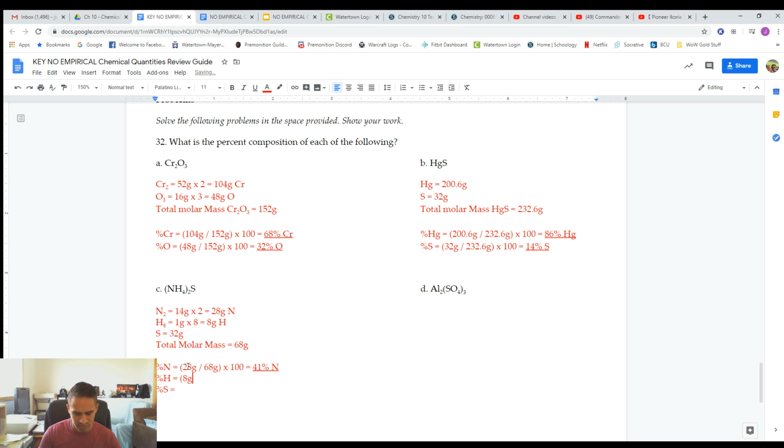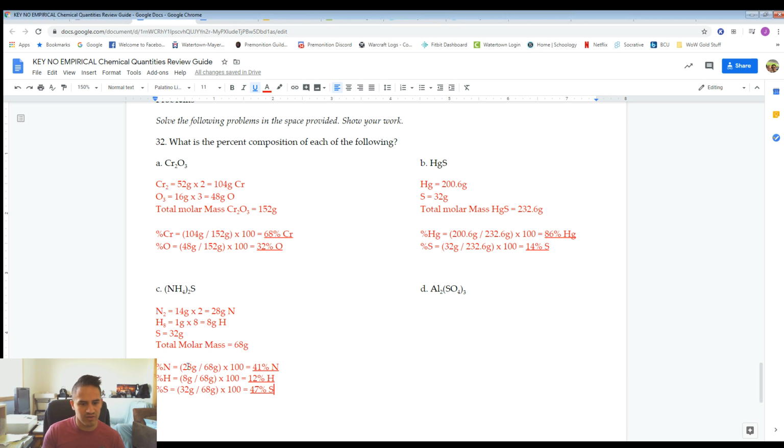For the hydrogen, we'll take 8 grams divided by 68 grams, and then times that by 100. So 8 divided by 68 times 100. Again, rounding to whole numbers, this is going to be 12% for hydrogen. And then the last one here for sulfur, we'll take 32 grams, divide by 68 grams, and then times it by 100 to get its percentage. So 32 divided by 68 times 100. Again, rounding to whole numbers, we get 47% for the sulfur.